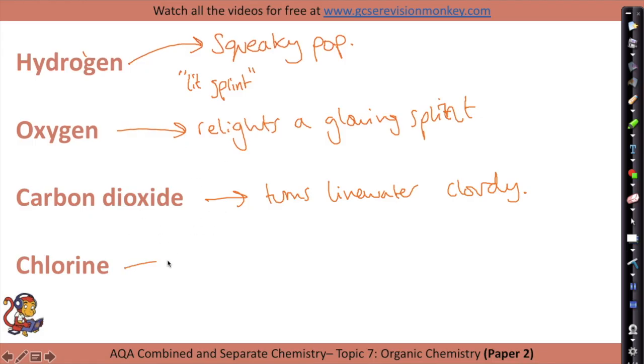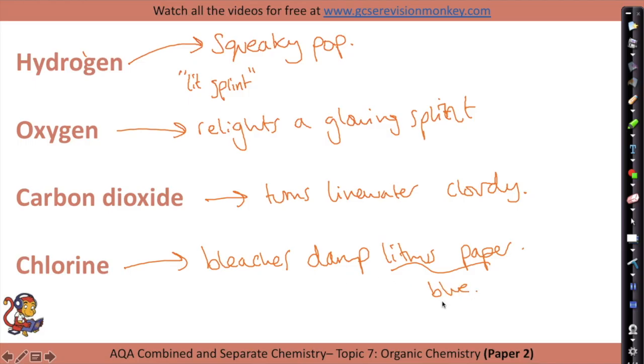With chlorine, that bleaches damp litmus paper. Litmus paper is normally blue, and if you put a little bit of water on that to dampen it and put that in your gas sample, if it was to go white because it had been bleached, that will tell you that chlorine is present.